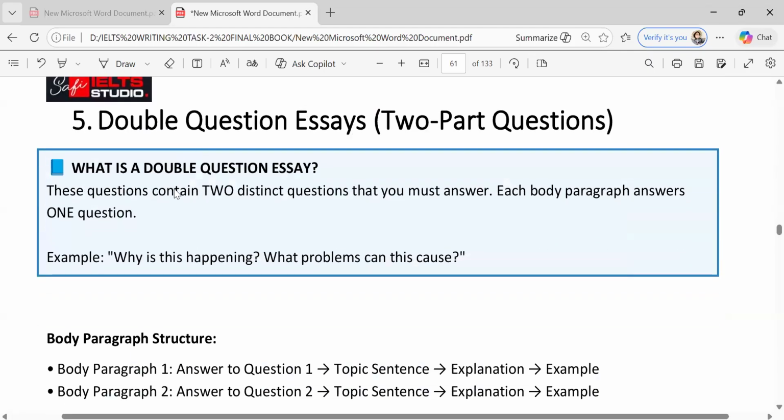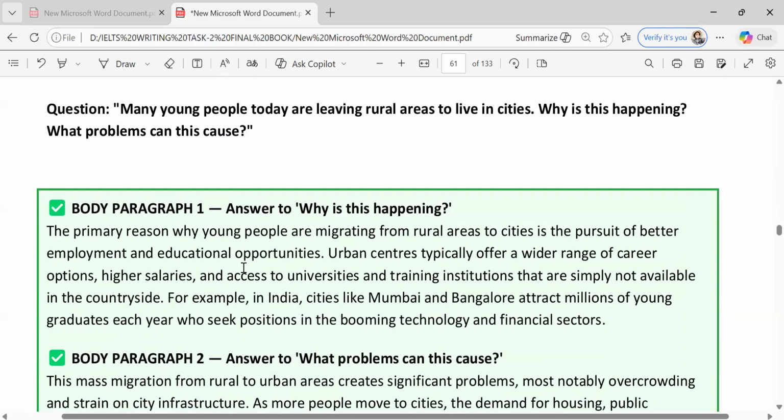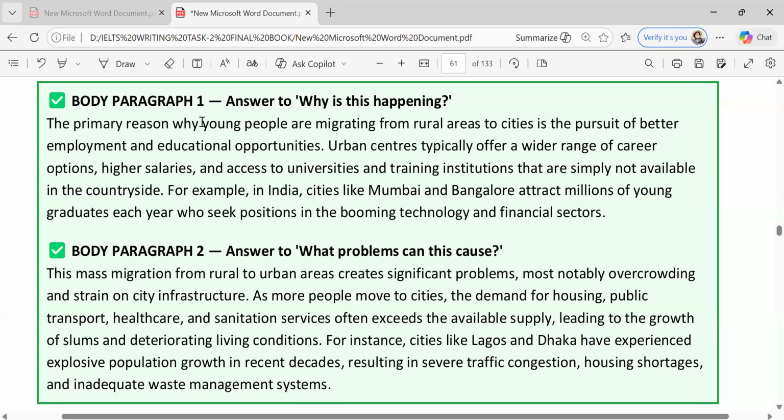And then there can be double question essays, two parts. So if the question has two parts, answer question number one in one body paragraph, and answer question number two in the second main body paragraph. And this is how you can conclude it. This is the main body paragraph, answer to question number one, and then answer to question number two. This is the second paragraph.